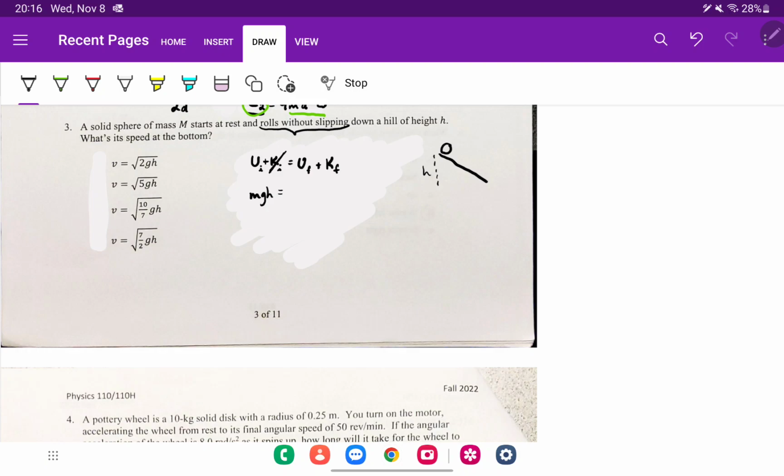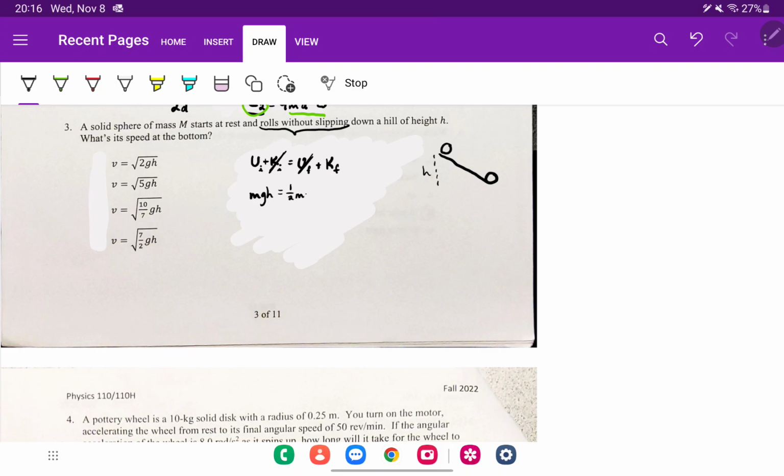Now, looking at our final, when the ball gets to the bottom of the hill down here, it's now at ground zero, so we don't have any more potential energy. It's not raised above the ground by any height h. But we do have kinetic energy at the bottom. Careful here, there are two types of kinetic energy. Now that we're in the rotational unit, there's kinetic energy, and then there's rotational kinetic energy. And we have both of them here because we know this ball is rolling.